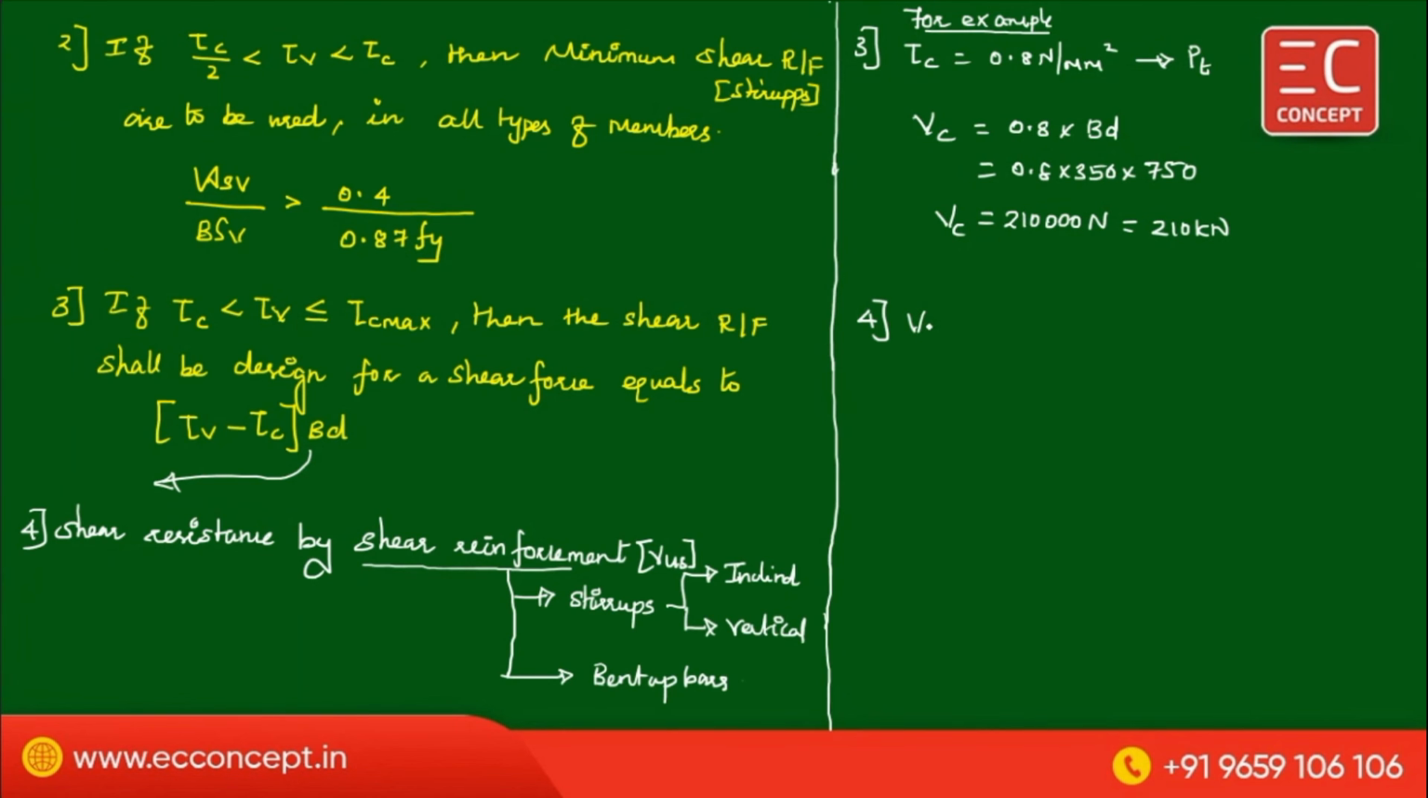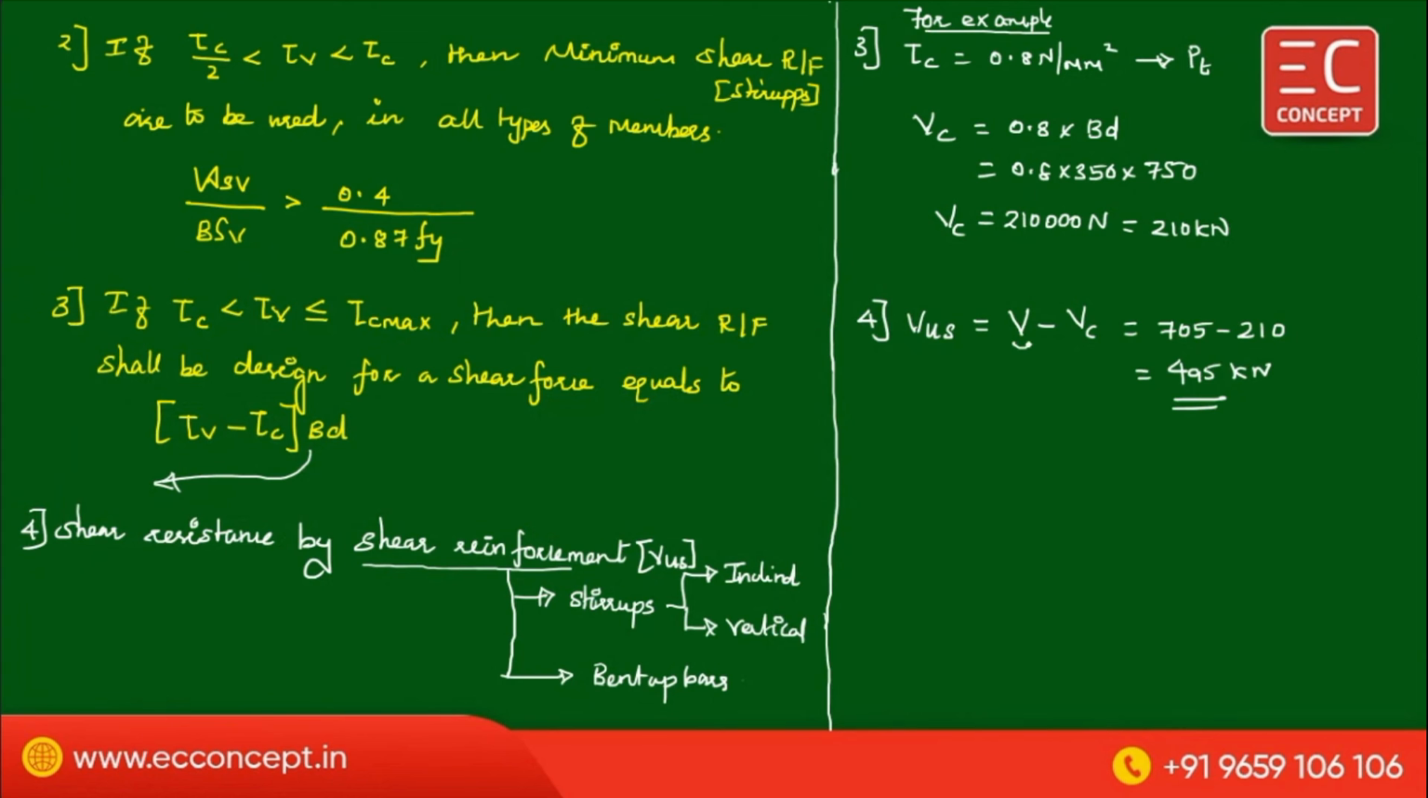So now the shear resisted by shear reinforcement, VUS, is equal to the total shear force V, which we already calculated, minus the shear resisted by concrete. 705 minus 210 is 495. You have to design for a force of 495. This is the shear resisted by shear reinforcement.